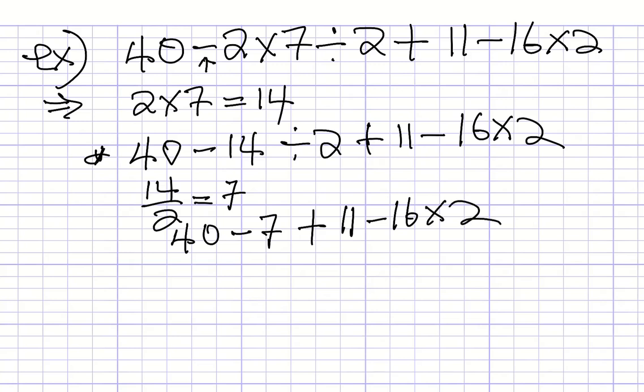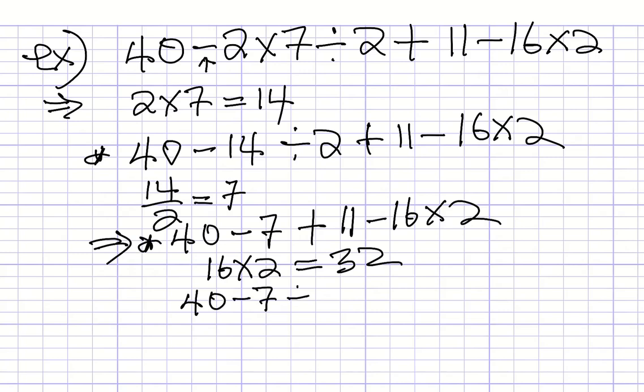Okay, you start scanning. You're going from left to right. You can't do the minus, you can't do the plus. You gotta go down and do the multiplication first, right? So you say 16 times 2 is equals to what? Let me see, 16 times 2 is 32. Okay? And then you rewrite that. It becomes 40 minus 7 plus 11 minus 32.